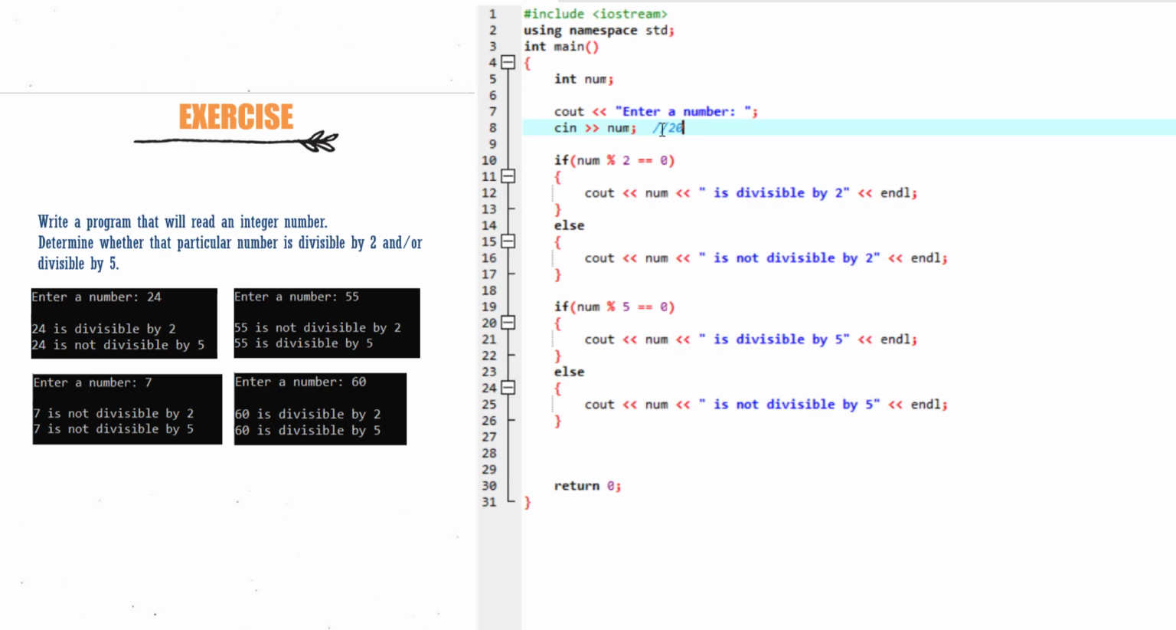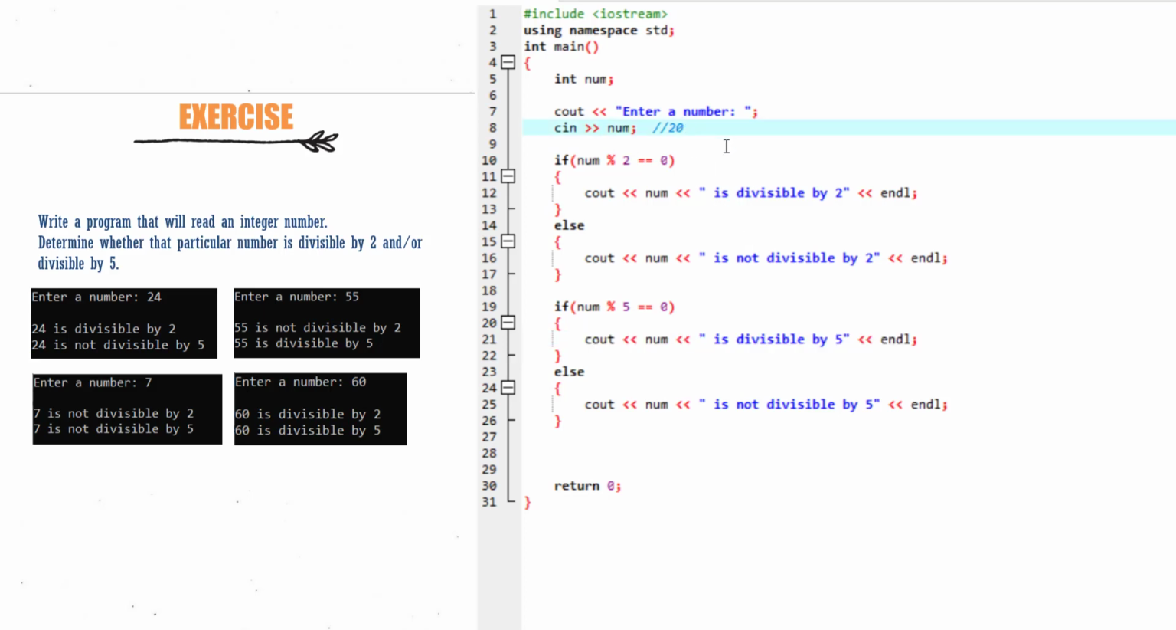So we would go through the first if statement. 20, when we divide it by 2, does it have remainder? No, so of course it will go inside here, so this will be displayed, and this will be skipped. After that, it will move on to the next if statement. Is num, which is 20, modulus 5 equals to 0? Yes, because when we divide 20 with 5, there is no remainder. Then after that, this particular line will be displayed. So this is the case for number that is both divisible by 2 and 5.